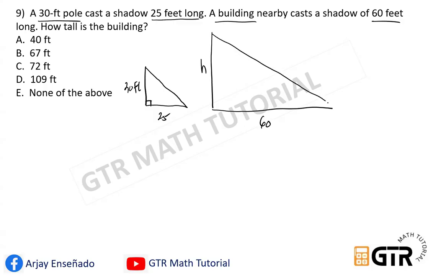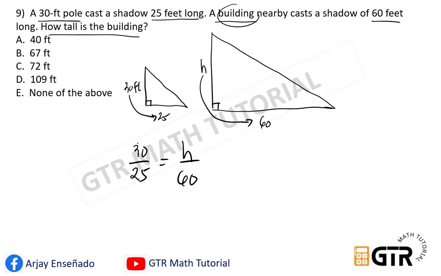So therefore, we have similar triangles because we can form a right angle in both. And because the building is nearby, the shadows are proportional. Since we have similar triangles, we can get the ratio: 30 over 25 is equal to H over 60. Now we can solve the height of the building. How tall is the building? Just solve for the height. So just cross multiply.